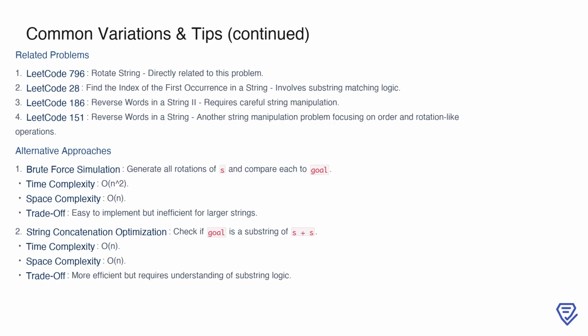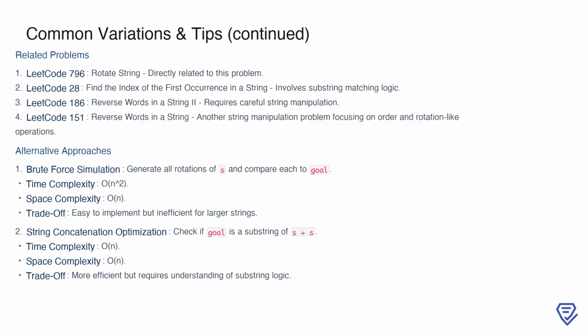This problem shares similarities with other challenges that involve string manipulation and substring logic. For instance, LeetCode 28, which is about finding the index of the first occurrence of a substring, and LeetCode 186, which deals with reversing words in a string, both require careful handling of string operations. Similarly, LeetCode 151, which focuses on reversing words, has operations that are conceptually similar to rotations. Understanding these related problems can help reinforce your grasp of string manipulation techniques.